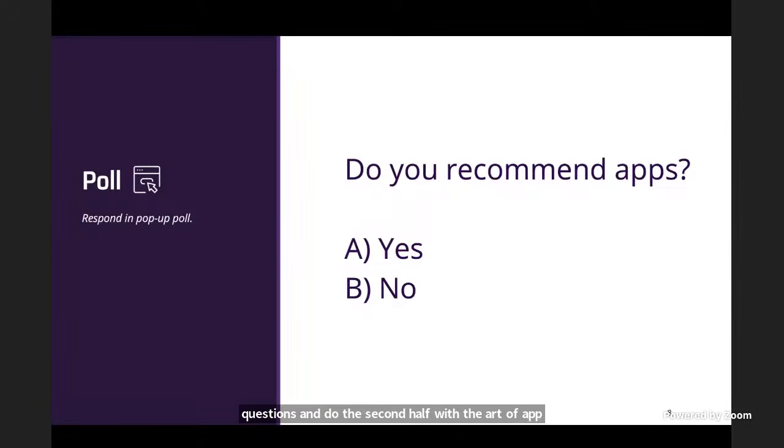So let's get a feel for the audience here with a poll question. Do you recommend apps? Please answer A, yes, or B, no. And we'll give it 10 seconds and we'll see what the answers are.